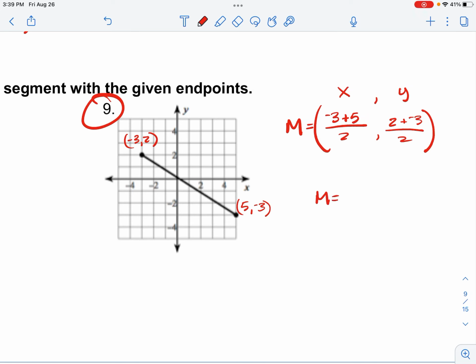So our midpoint here is equal to negative 1/2 for the y. And this is going to be equal to negative 3 plus 5 is 2. Divide by 2 is just 1. And our midpoint is 1, negative 1/2. And you can see it lands perfectly on that line. This is our midpoint, M.